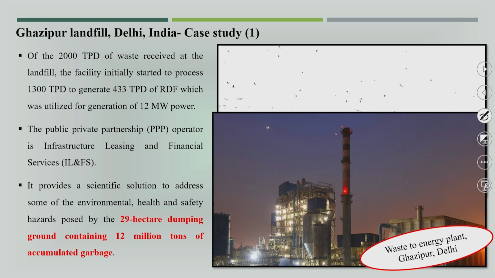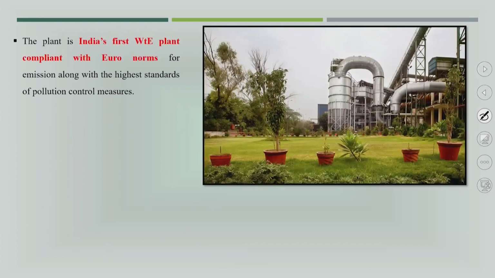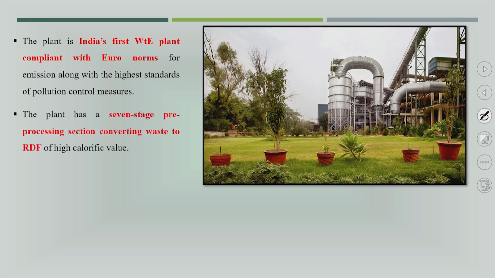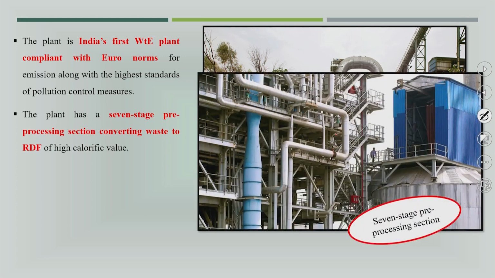Okay. But I think a lot of issues have come up in the Ghazipur landfill also, because you see here the very big stack where flue gases used to come out from this combustion process or incineration process. The plant is the first waste to energy plant in India compliant with EU norms for emission, along with the highest standard of pollution control measures. The plant has a 7-stage pre-processing section converting waste to RDF of high calorific value. So, 7-stage pre-processing stations.